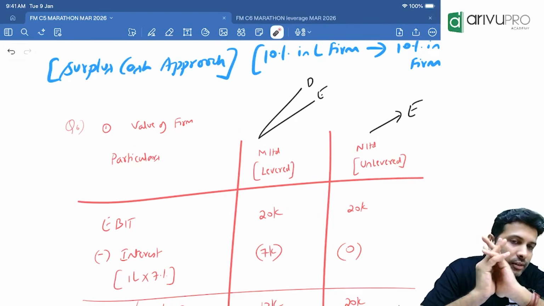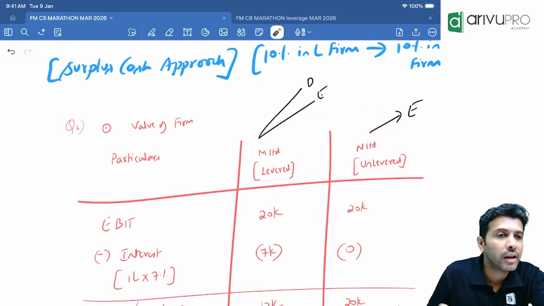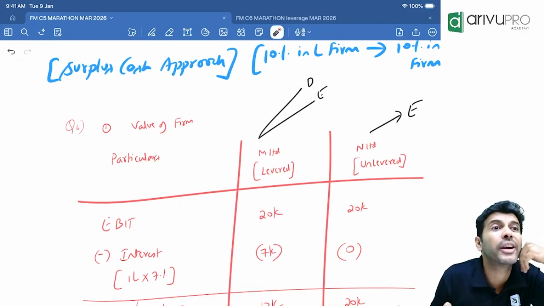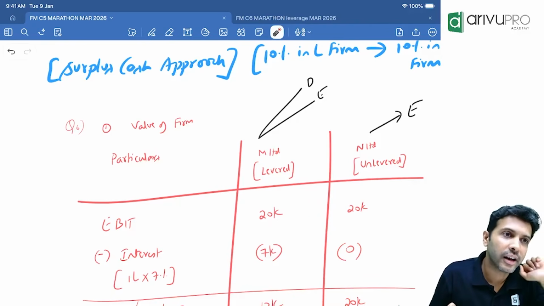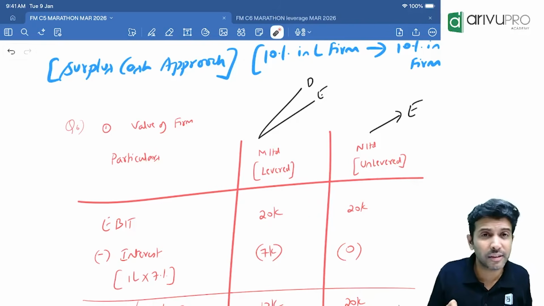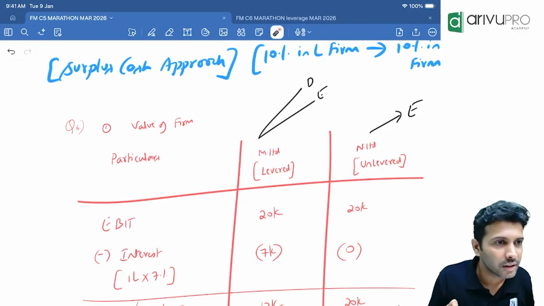Do you agree? Now I am selling M's shares and buying which company's? N. N is an unlevered firm. Unlevered firm means they have debt or no debt? It means risk is reduced. In the arbitrage process, should the risk level be reduced or maintained? Risk should be maintained. But this firm does not have any debt.